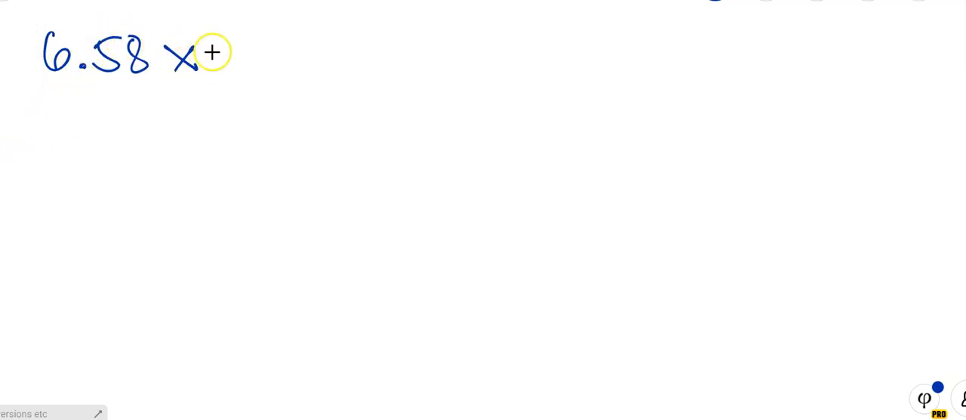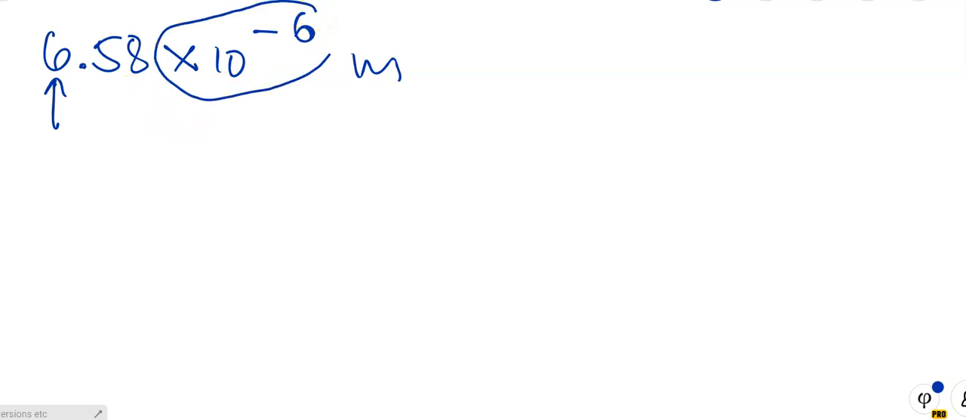But if the number looks like this, for example, 6.58 times 10 to the power minus 6, let's call it meters. When the number is written like this, with one whole number, followed by the decimal point, followed by 1, 2, 3, or however many numbers there are, times 10, this here we call exponential notation.